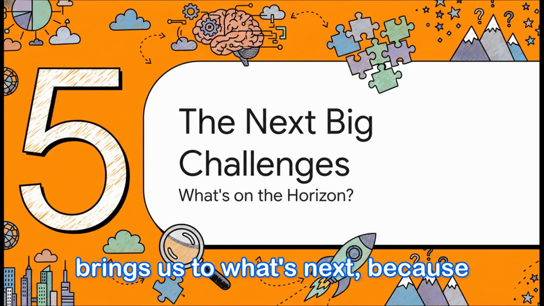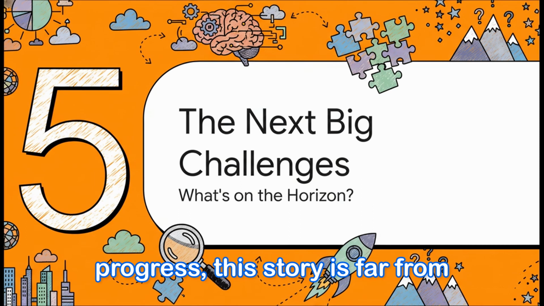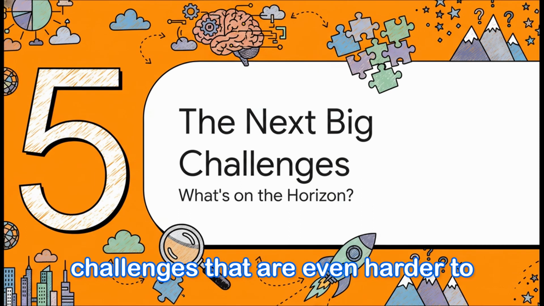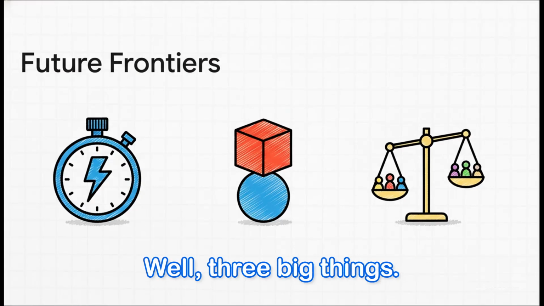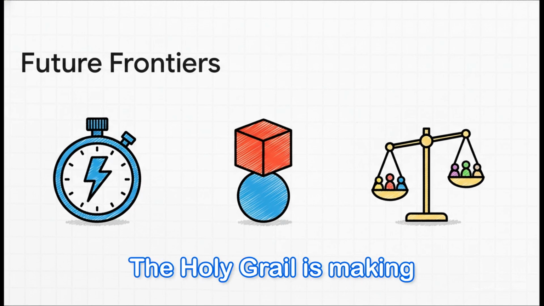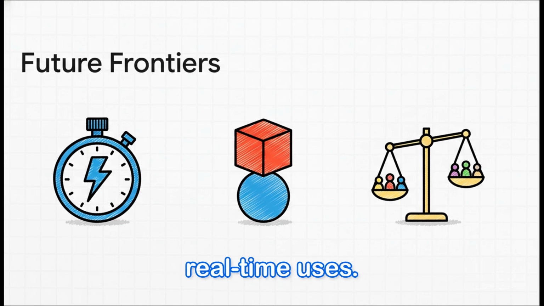And that brings us to what's next. Because even with all this incredible progress, this story is far from over. Researchers are now setting their sights on a whole new set of challenges that are even harder to solve. So what's on the horizon? Well, three big things. First, efficiency. The holy grail is making diffusion models just as fast as GANs, which would open them up for real-time uses.